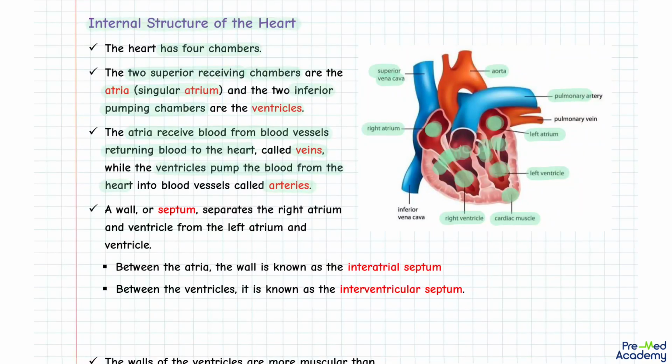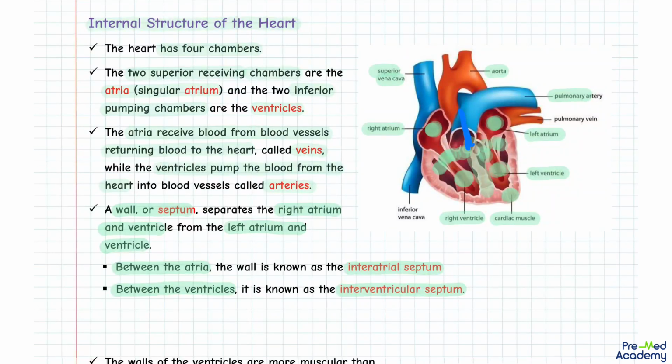A wall, or septum, separates the right atrium and ventricle from the left atrium and ventricle. In our diagram, this part right here would be the septum. Between the atria, the wall is known as the interatrial septum. Between the ventricles, it is known as the interventricular septum. From the diagram, it doesn't really look like there is a defined septum between the atriums, but trust us, there is. This is just what happens when you try to draw complicated 3D structures in 2 dimensions.